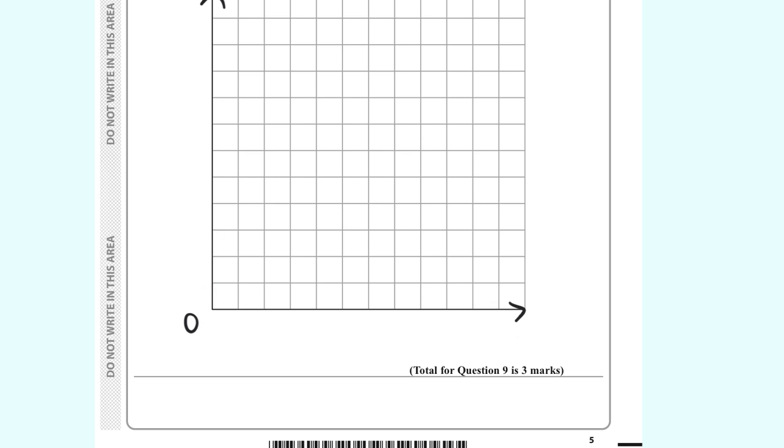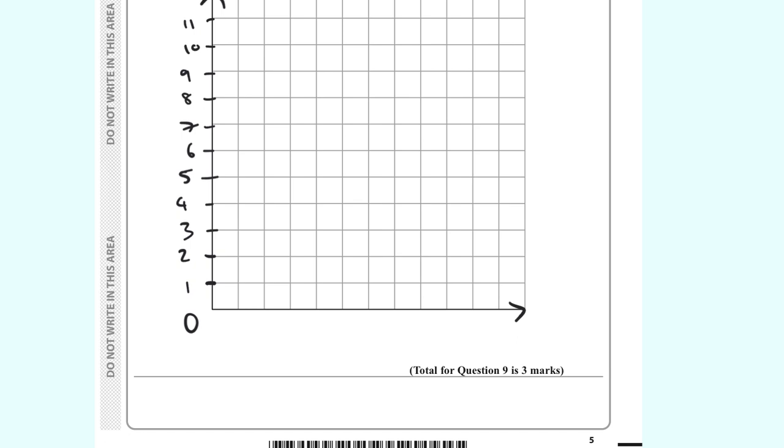1, 2, 3, 4, 5, 6, 7, 8, 9, 10. Lovely. Alright, so we're just going to go 1, 2, 3, 4, 5, 6, 7, 8, 9, 10, and you might as well pop the 11 up.